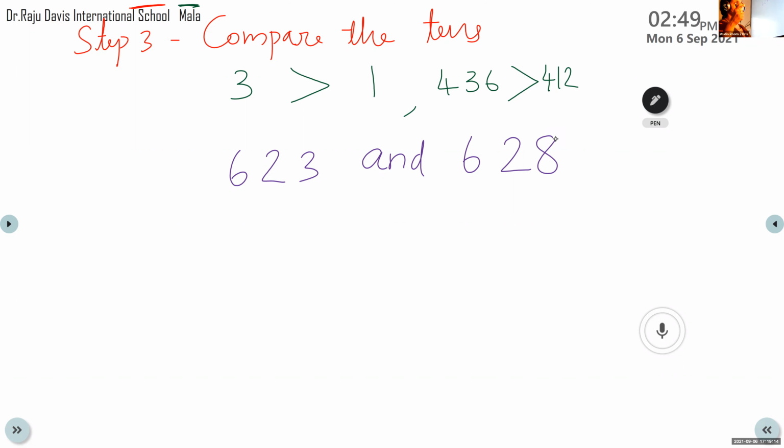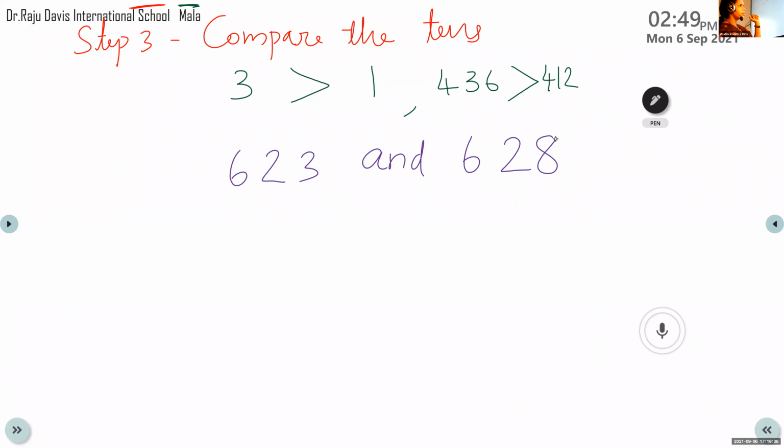How many digits are there in 623? There are 3 digits. The digits are 6, 2 and 3. In 628 also we can see there are 3 digits. Which are the digits? 6, 2 and 8.